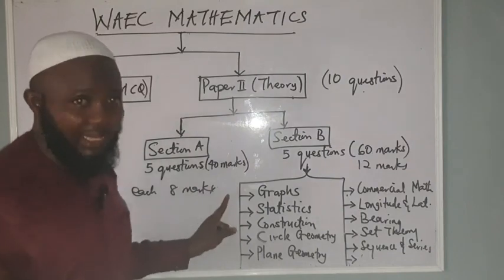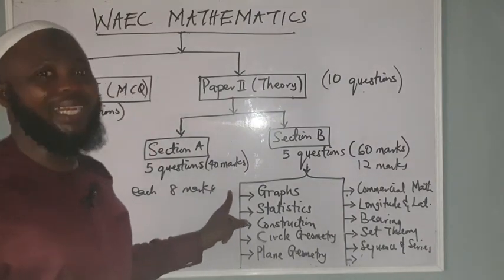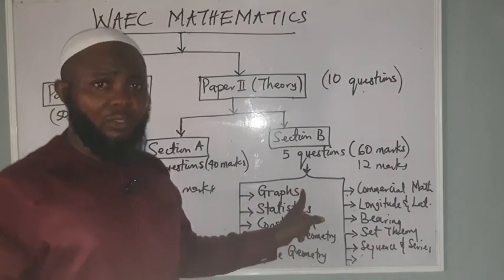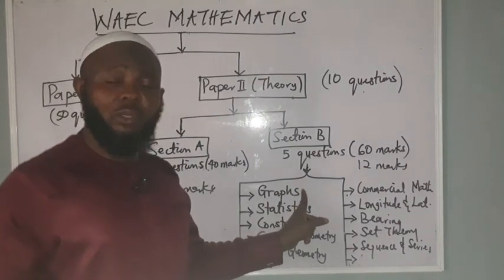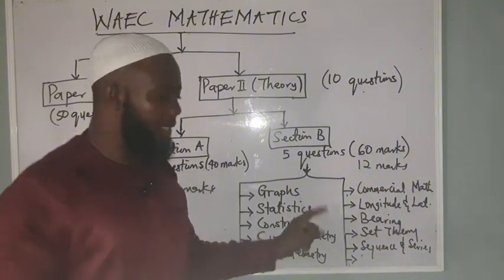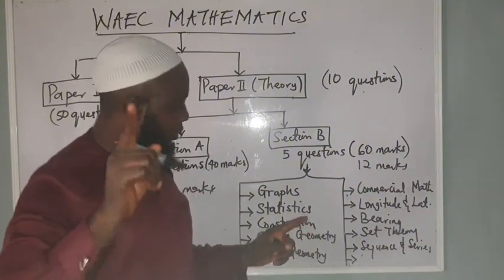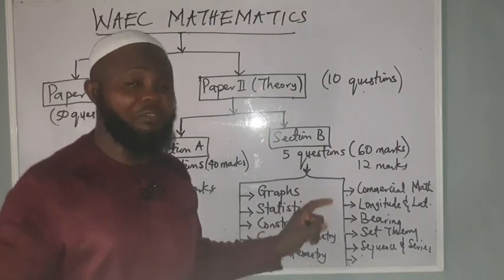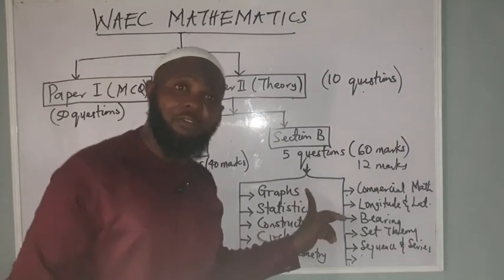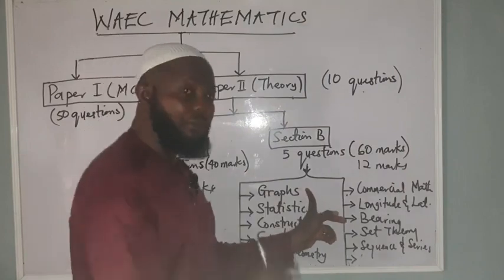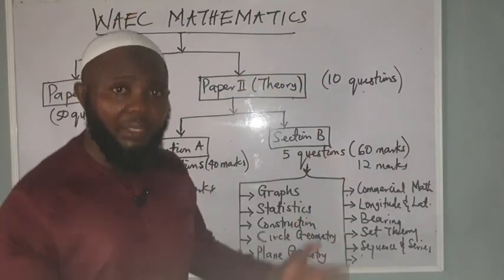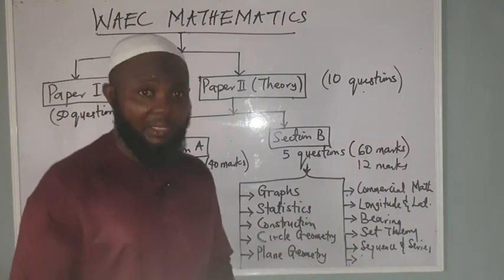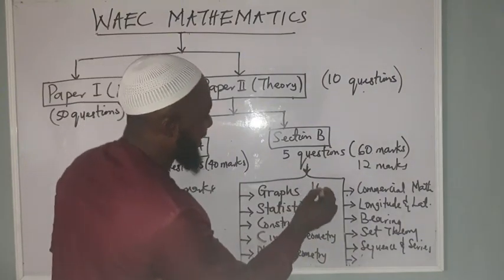Graph is constant. They will always set questions on graph. So if you master all the topics on graphs perfectly, I can tell you authoritatively that you can score 12 marks in your graph. It's very easy to score everything in graph. That's one big thing about graph. So at worst, if you make some silly mistakes, you score 10 marks.